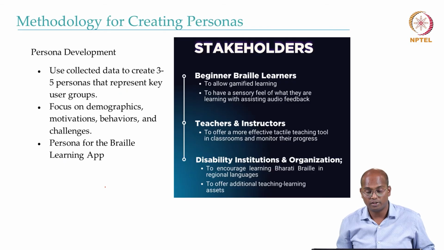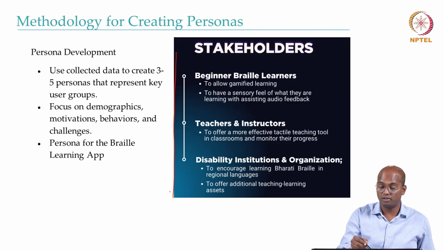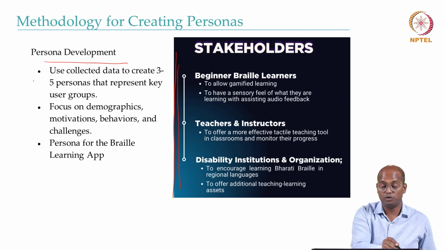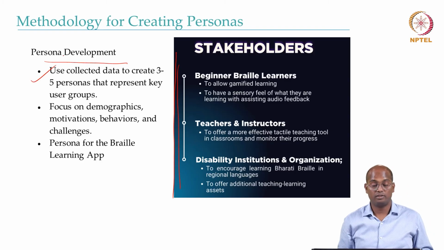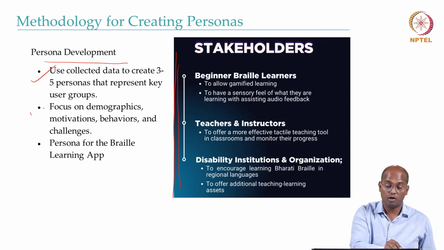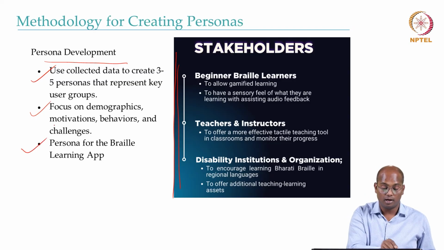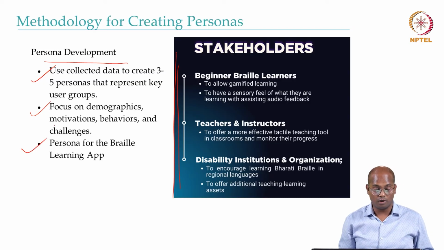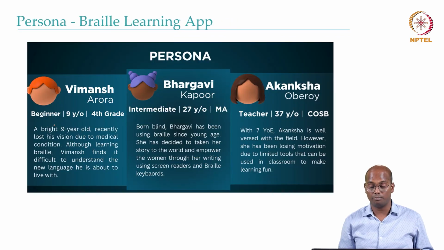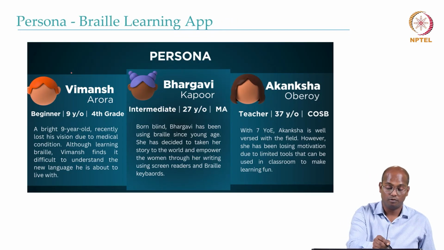So methodology for creating persona. In this case, for our project, you have seen that we have three stakeholders. So persona development, we use the collected data to create 3 to 5 persona that represent key user groups, focus on demographic, motivation, behaviors, and the challenges, and we'll show you now the persona for the braille learning app that we have built. So these are the 3 persona we have created.